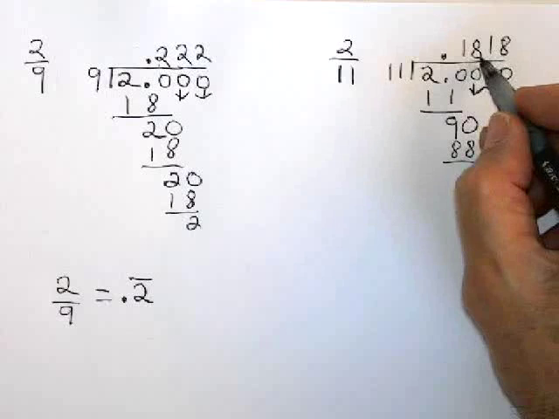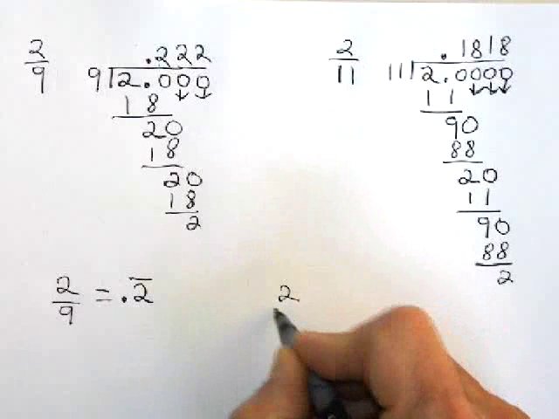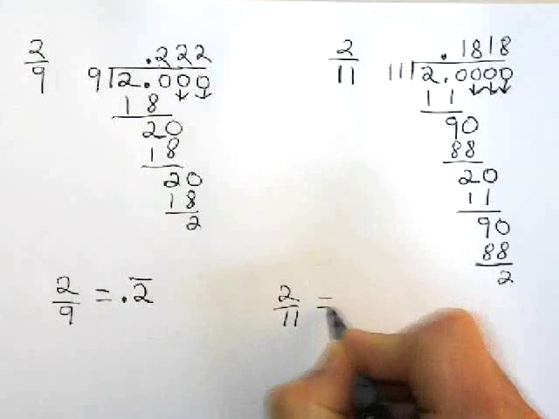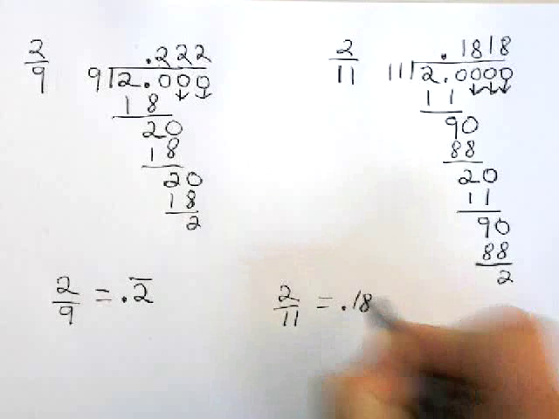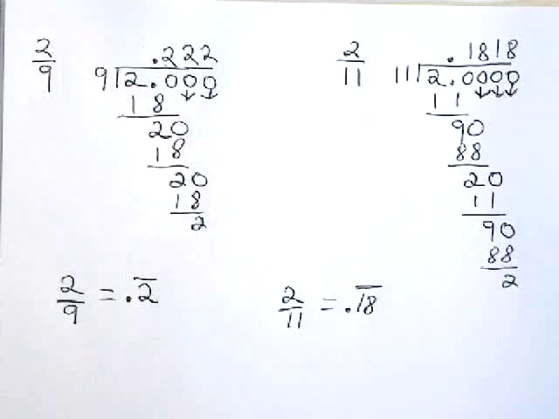We have 0.1818. What does that mean? That means that 2/11 is equal to 0.18 repeating. And I've put my bar over both the 1 and the 8 because those are the numbers that repeat. In 2/9, I just put my bar over the 2 because the 2 is the only number that repeats. So both of these are examples of repeating decimals.